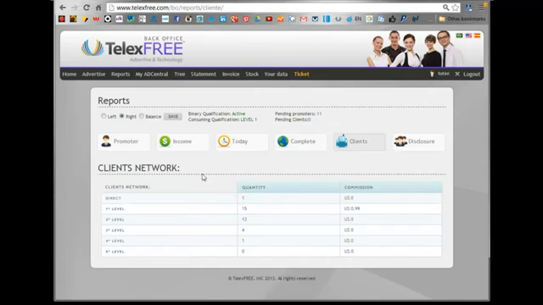We'll see here that the client network window has been brought up, and there's a direct and also 5 levels deep. We can see here, and these are all hyperlinks so we can see who they belong to, that I have 1 direct customer. In level 1 I have 15, in level 2 there's 13, and level 3 there is 4, and level 4 is actually 1. So my uni level is starting to grow both in my clients and of course in my referral business.